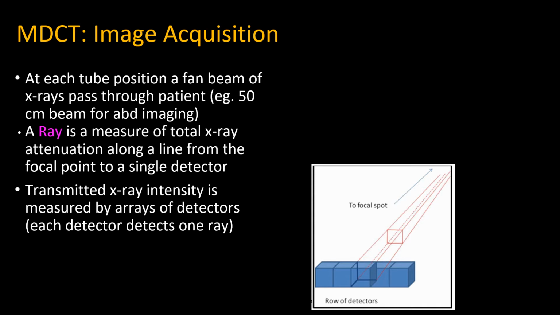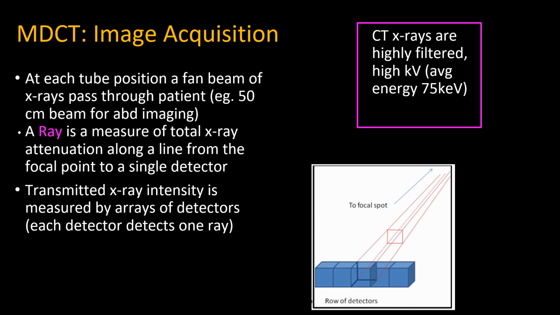An important concept is that these X-rays in CT are highly filtered and have a high kV. Their average energy is 75 keV. So CT X-rays are highly filtered, high kV.